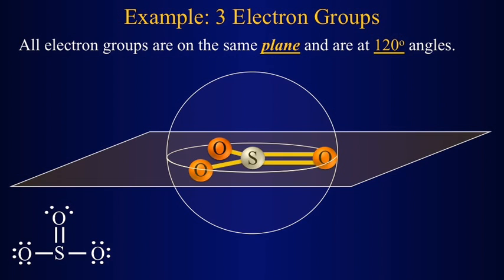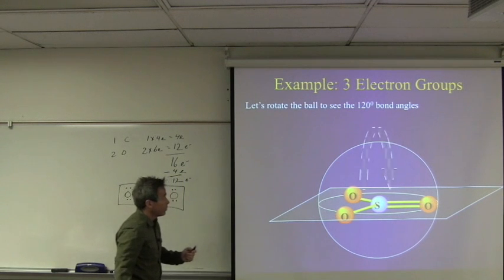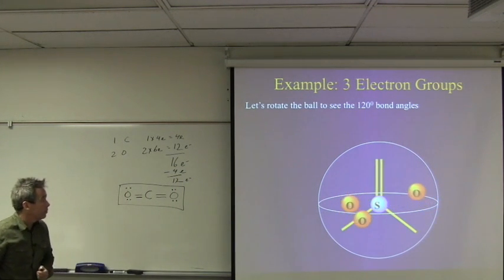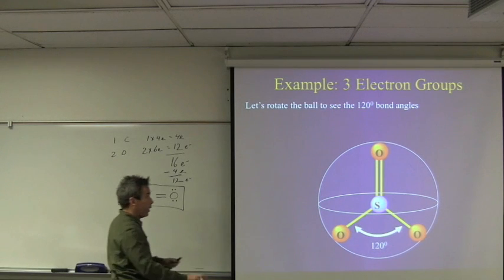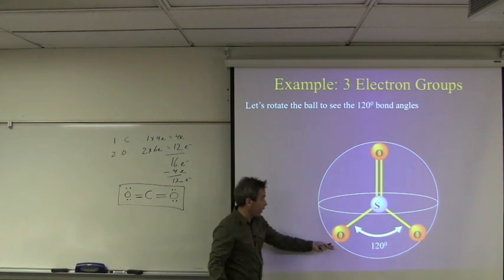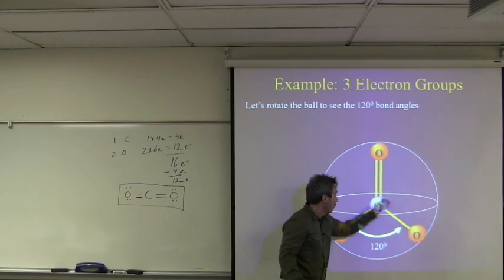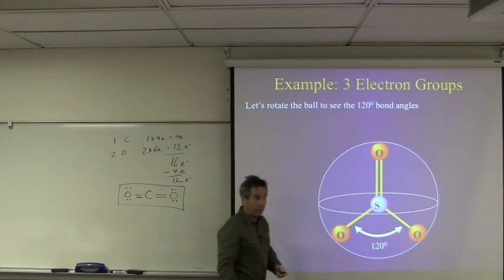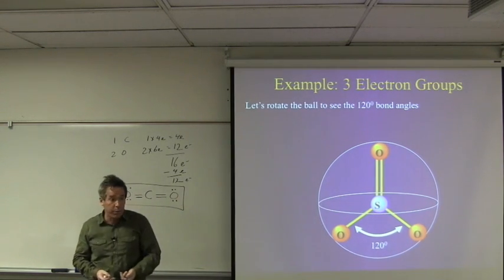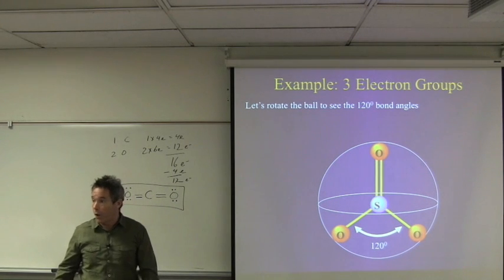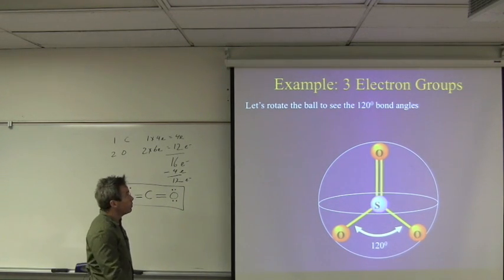If we rotate that sphere to kind of look down the top, it would look like this. Right? You're looking straight. Now the atoms are on the plane of the screen, all these angles, this angle, this angle, this angle, 120 degrees. That's just the geometry of putting the electron groups as far apart from one another as possible.